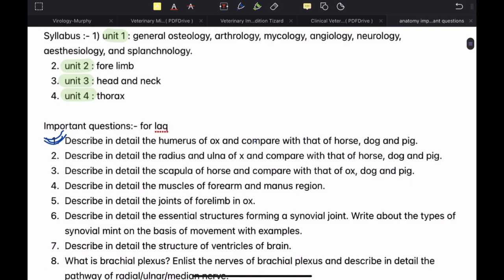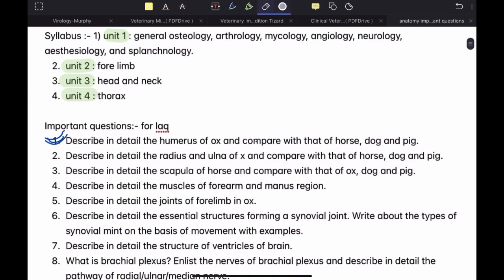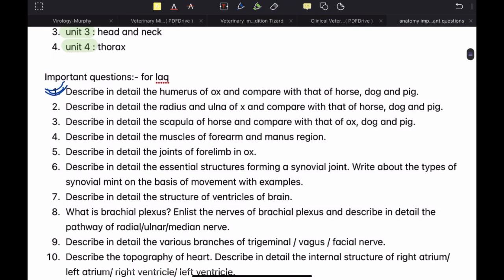So what are the points that we discussed here? Start your answer with a diagram. Make the diagram on the left side, do the labeling on the right side. This is not compulsory, but this is what I like. Then always give the title to the diagram just below the diagram, not above it. It will always come below the diagram. Then it must mention the species, the side, the view, everything.